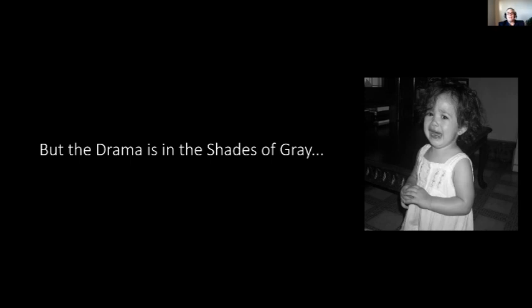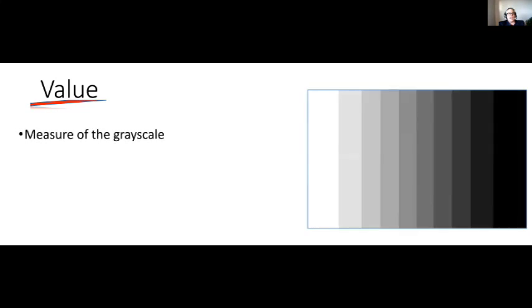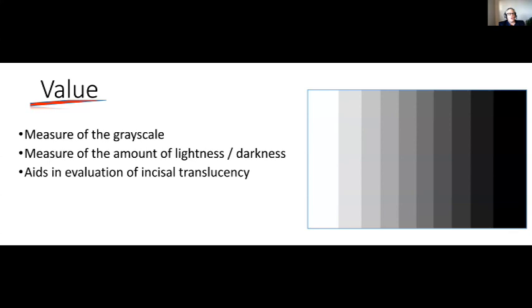But the drama is really in the gray. And by gray, I'm talking about the value. The value is simply a measure of the grayscale. It's the measure of the inherent lightness or darkness of a material. Your technicians will use it for the evaluation of incisal translucency, because we know that enamel is a modulator of value, and I'll show you an example of that.